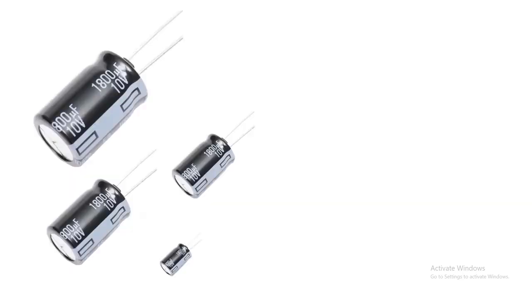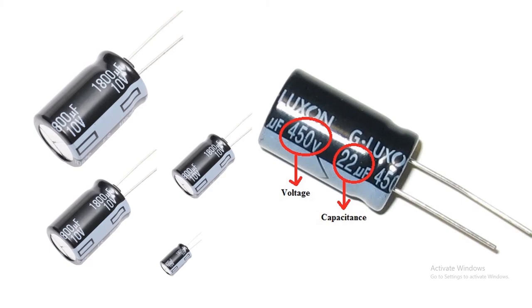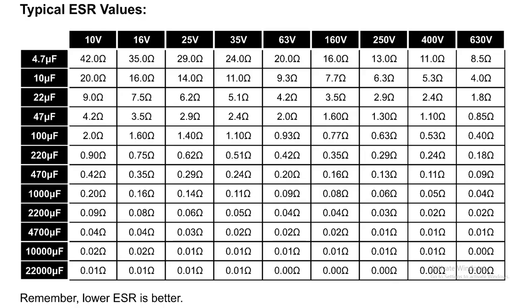There are different sizes and different values of capacitors. The values depend on the voltage and microfarad. The voltage means the capacitor has the ability to work at that much voltage, while the microfarad means the capacity, that is, how much current the capacitor can store. The size of the capacitor depends on the voltage and the microfarad. Here is the list of non-polar capacitor values, voltage and microfarad.